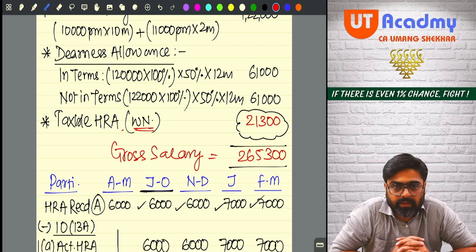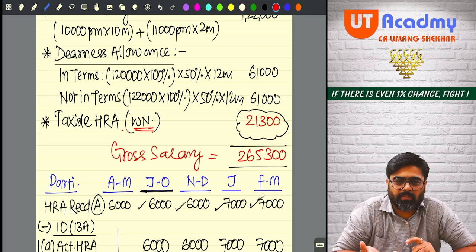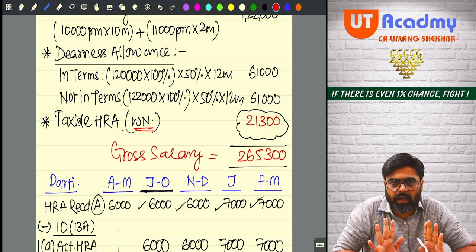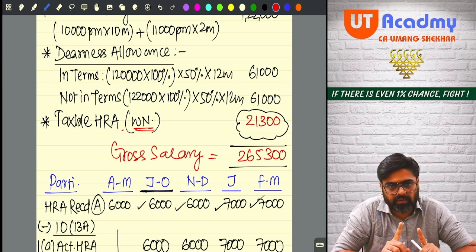If this kind of question comes, will you be able to solve it? They've tried to make it complicated, but it is actually not complicated, very easy. So this way we are going to solve this question. Understood? Sure everyone? Shall I move ahead?